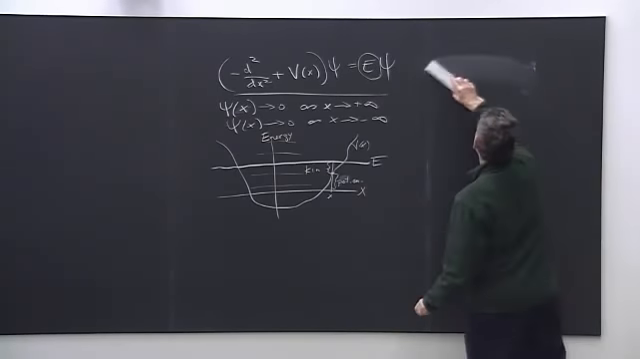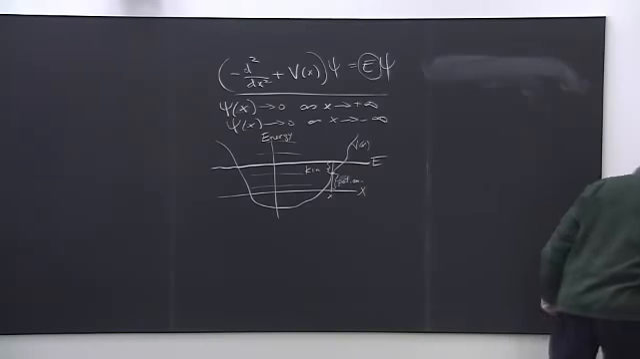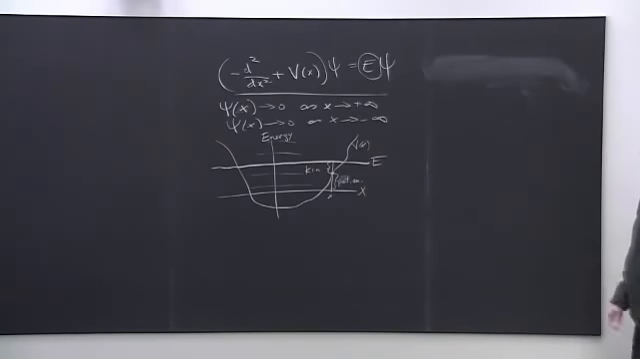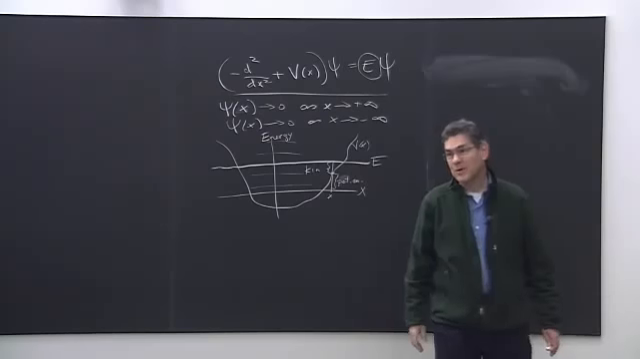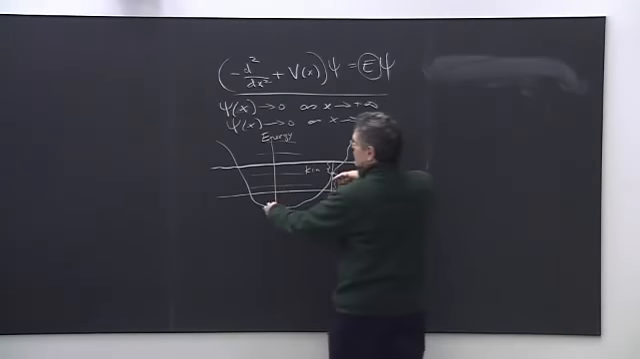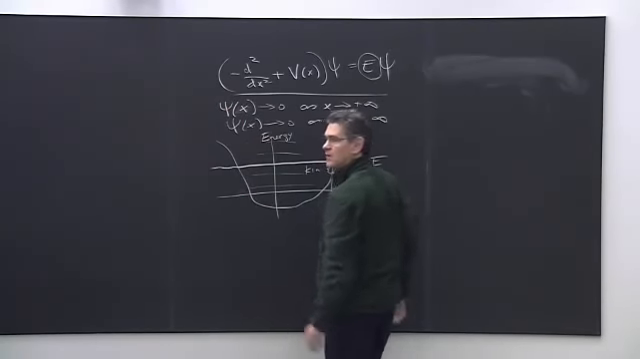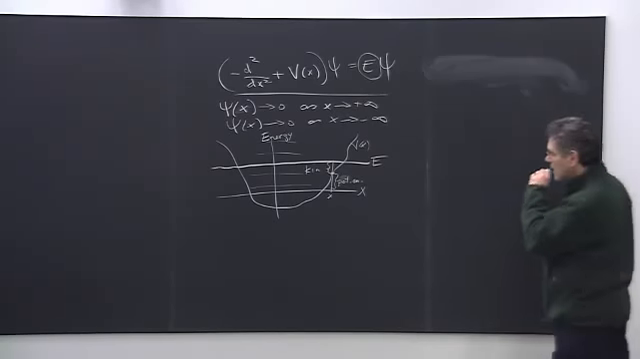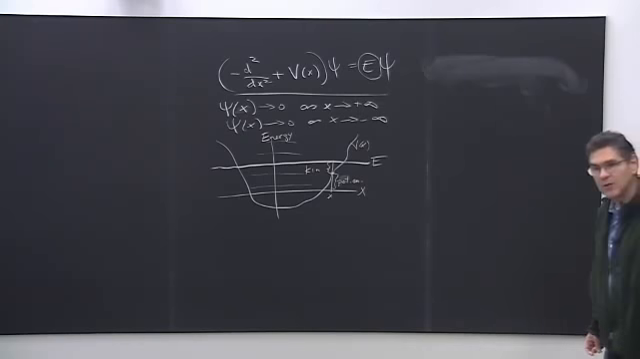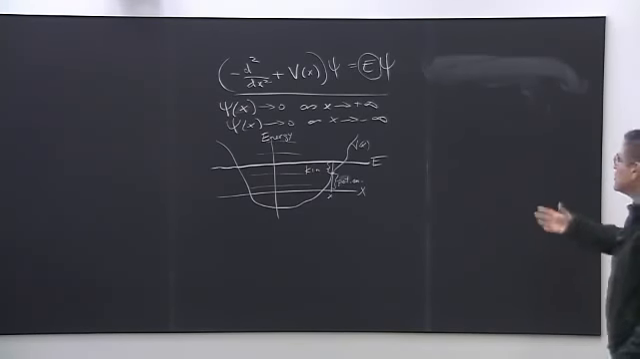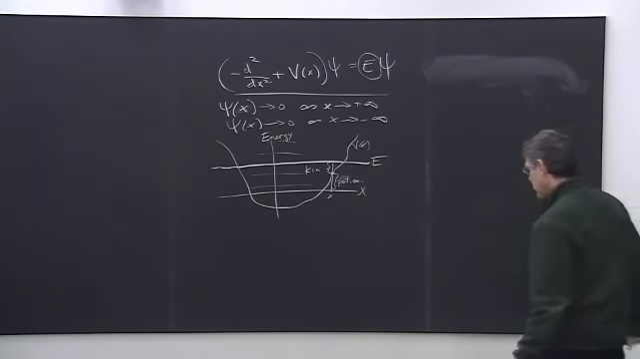Well, to solve this problem, this is an arbitrary function, V of x. It's arbitrary except for the fact that we want the function, let's say, to rise at infinity like this. To solve the problem exactly is absolutely impossible. Nobody knows how to solve a differential equation like that.